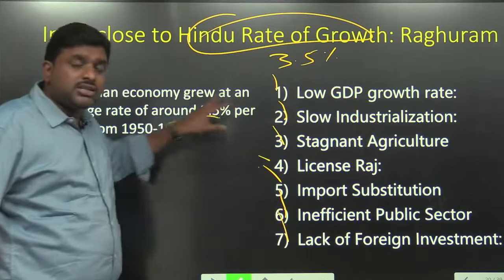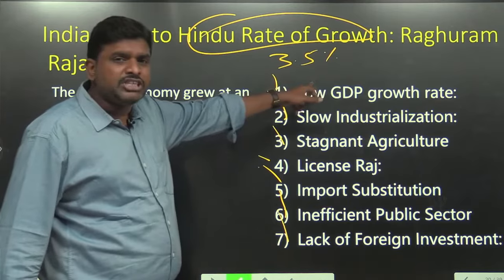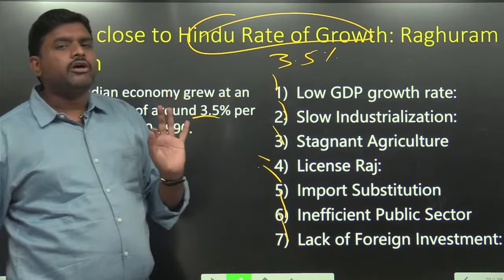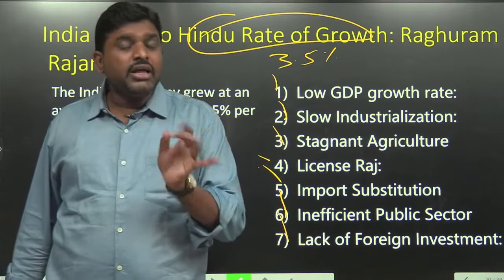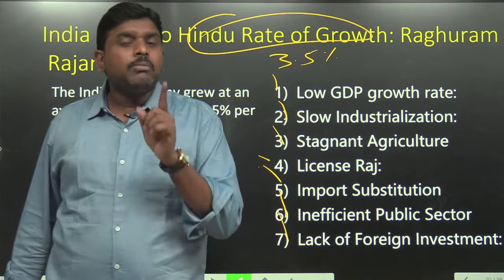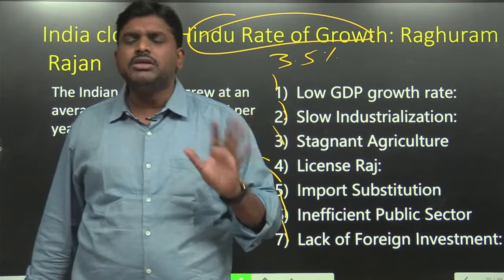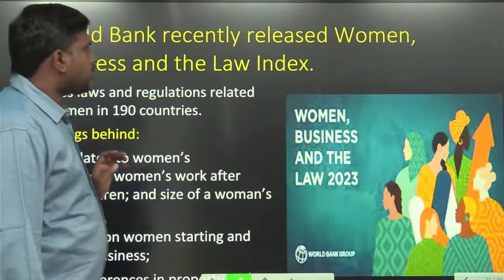All these factors from 1950 to 1990 are responsible for 3.5% of GDP, and this 3.5% of GDP is called the Hindu rate of growth. Now this Raghuram Rajan, Nobel laureate in economics, has told that we are facing the problem of the Hindu rate of growth, which is 3.5% to 4%. When the growth rate is limited to that, at that time it is called this.